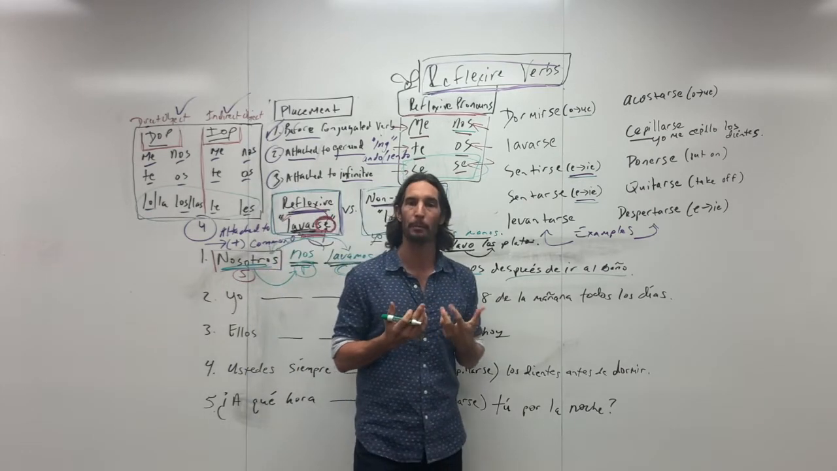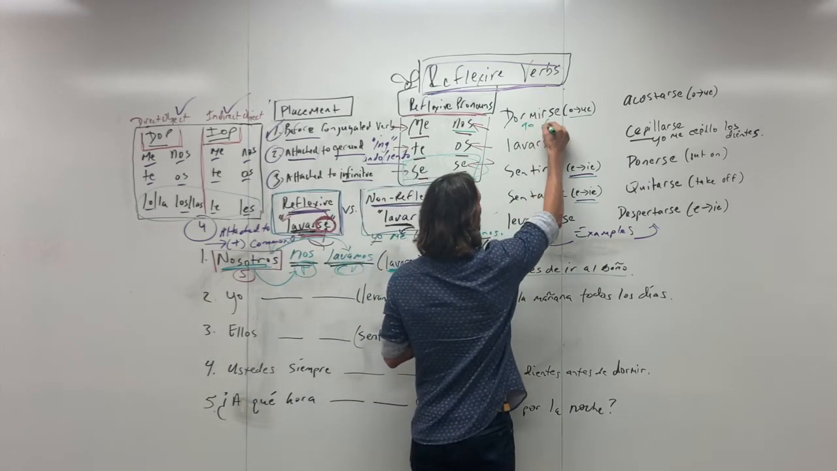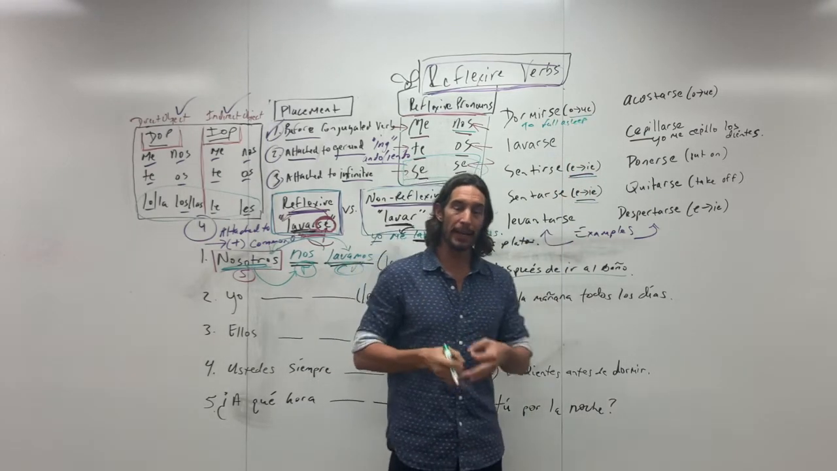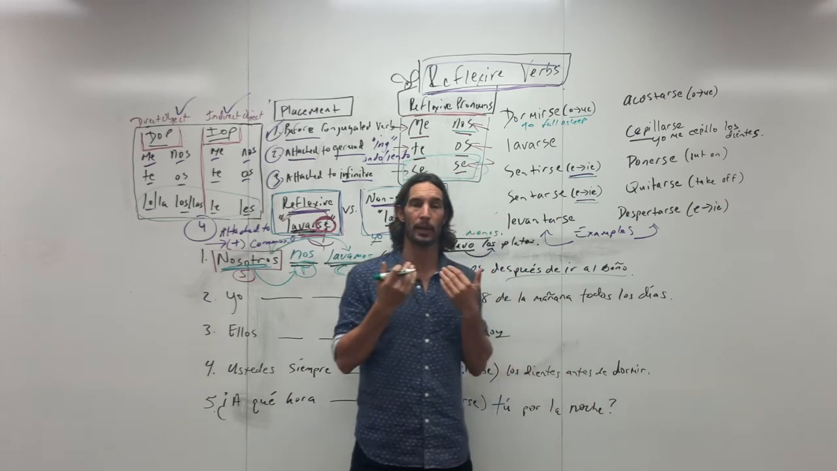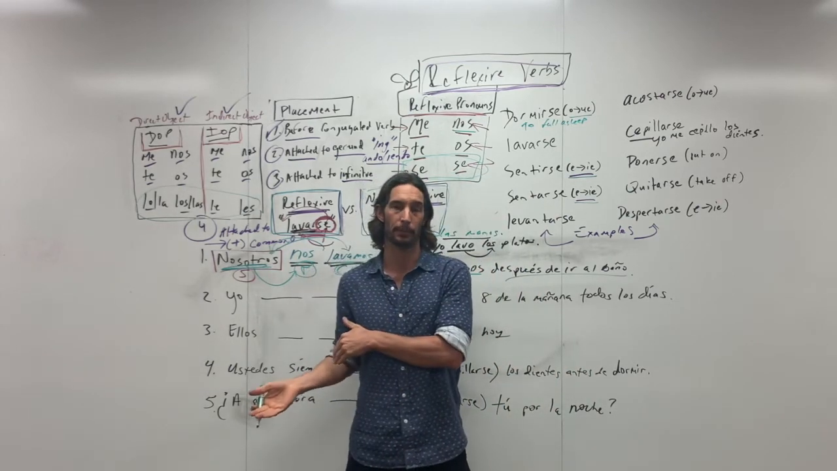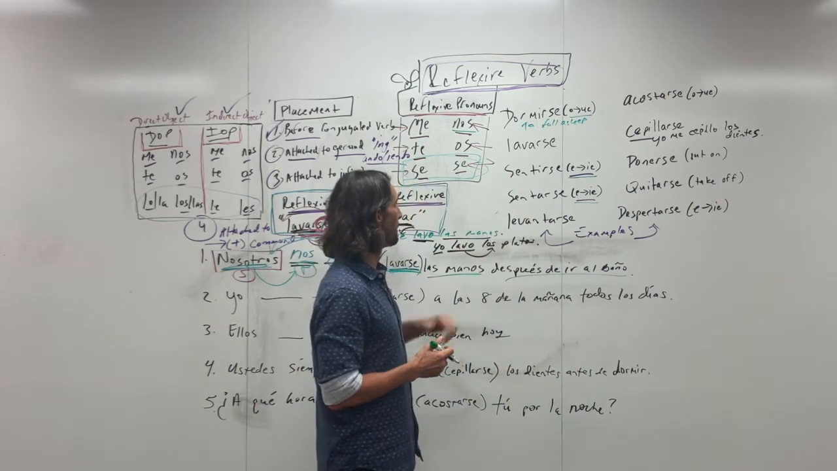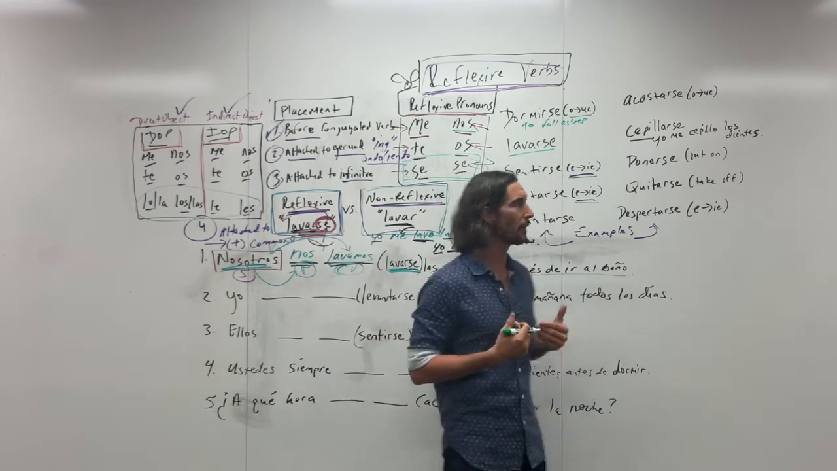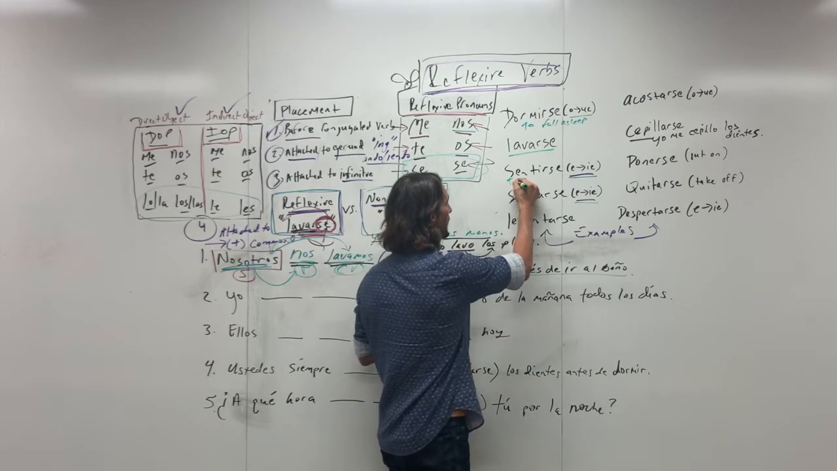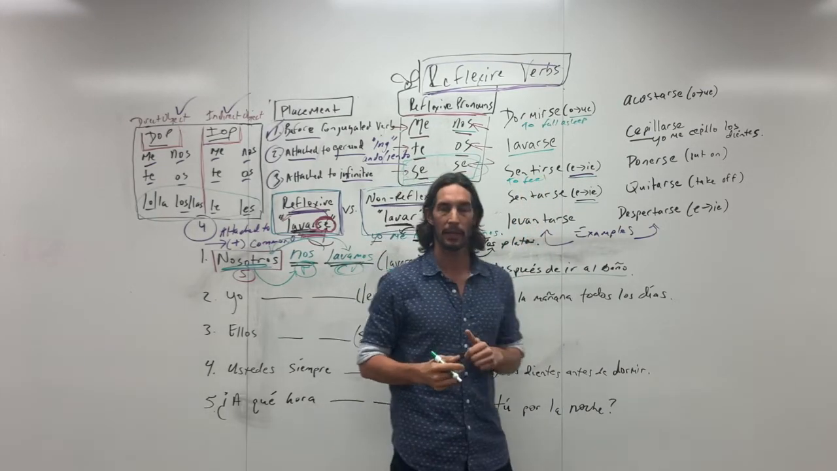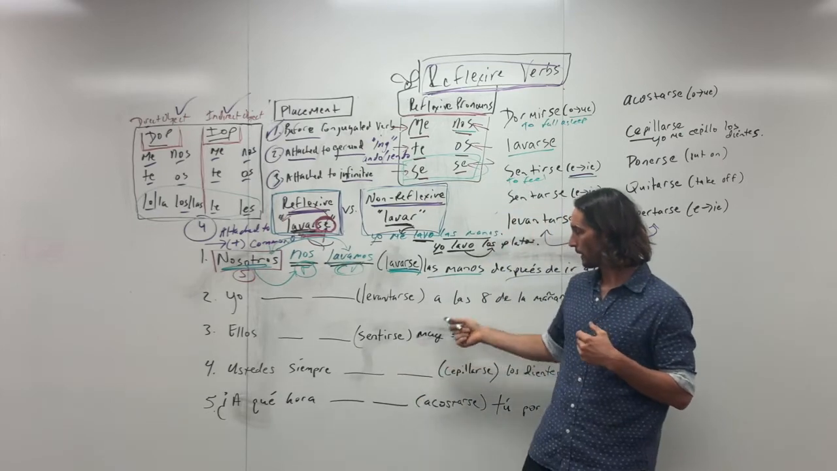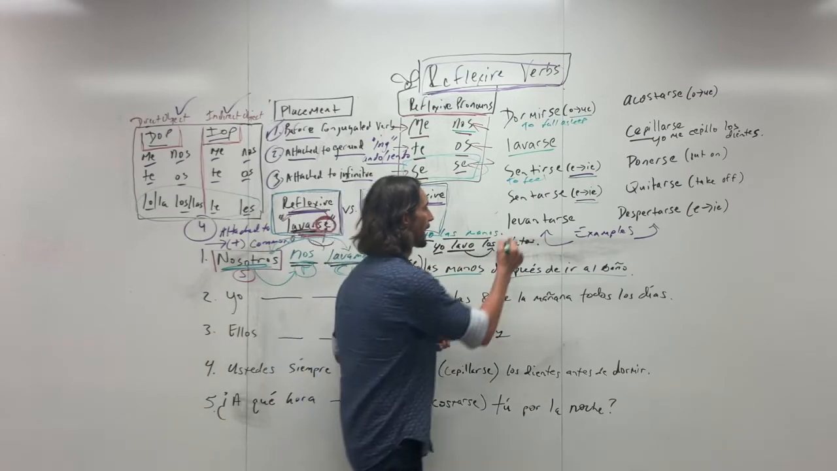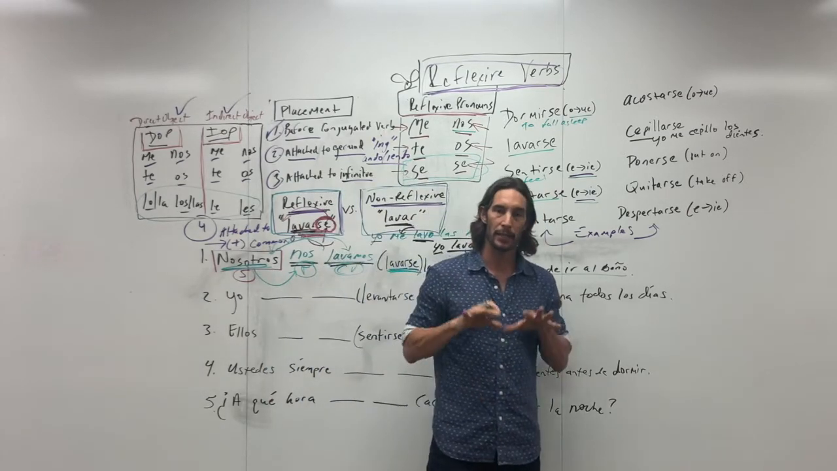Dormirse, for example, means to fall asleep, right? Now, dormir is to sleep, right? Whereas dormirse means to fall asleep, right? And so, lavarse is to wash, right? Again, that was our example, to wash oneself. Sentirse is to feel, right? Like I feel good. And again, we have an example of using that here. I'm feeling good, right? Sentarse means to sit, right? To sit down.